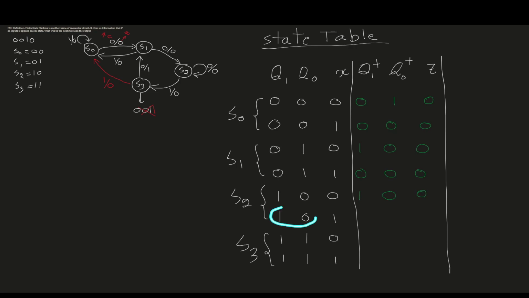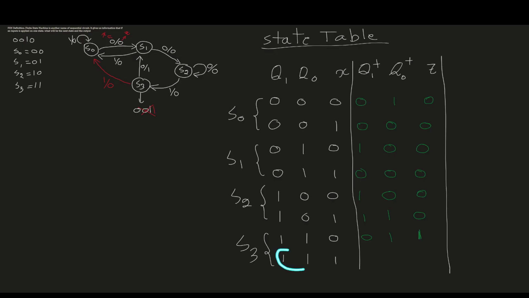Next we are in S2, and then we enter an input of 1. So that means we go to the next state, S3, and the output will be 0. So the next state, S3, is 1, 1, and then the output is 0. Next we are in S3, 1, 1, and then we enter an input of 0. So this will be the transition from S3 to S1, and then the output is 1. So S1 is 0, 1, and then the output will be 1.